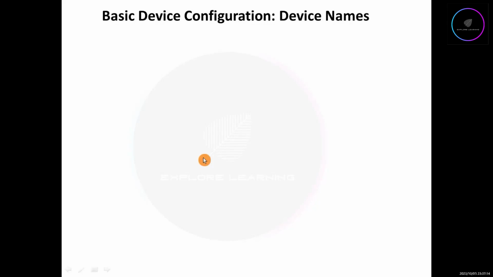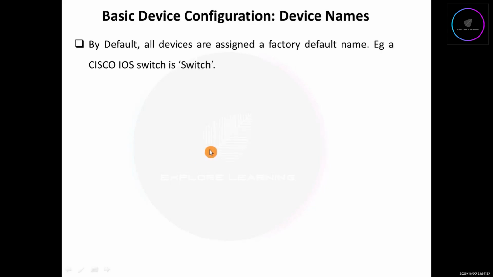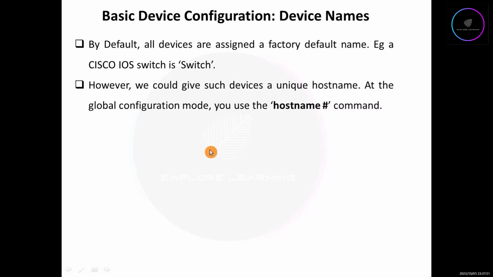In today's video, we're going to be talking about the basic device configuration. By default, all devices are assigned a factory default name, e.g. a Cisco IOS switch is called a switch with a capital letter S. However, we could give such devices a unique host name. At the global configuration mode, we can use the hostname command and give our devices another name of our choice.